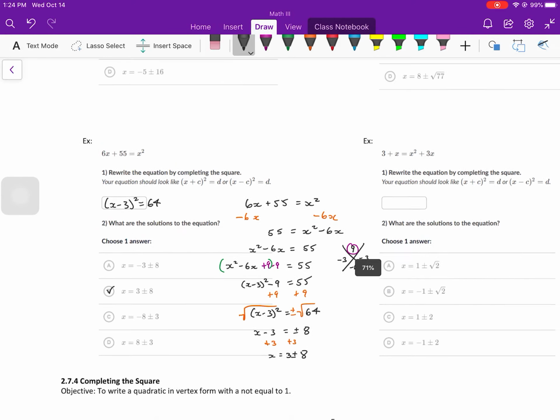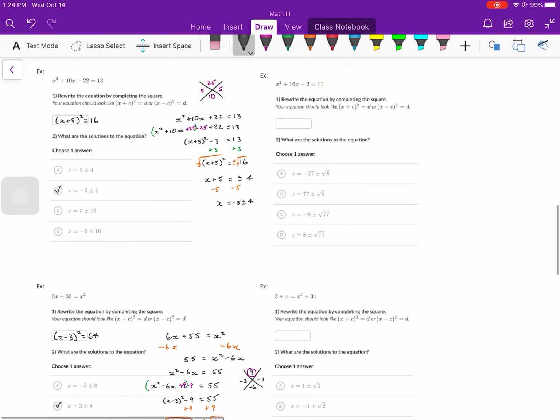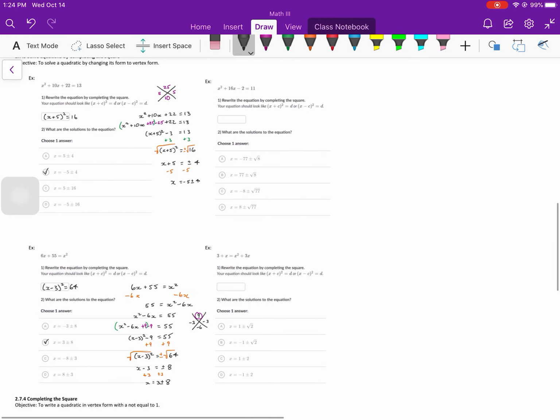And that's the idea of that assignment. The next one's a little more difficult because we're going to have a number in front that we got to factor out first. And also dealing with an odd number for b makes things a little bit more complicated because we got to deal with fractions. But we'll take a look at that in the next video.